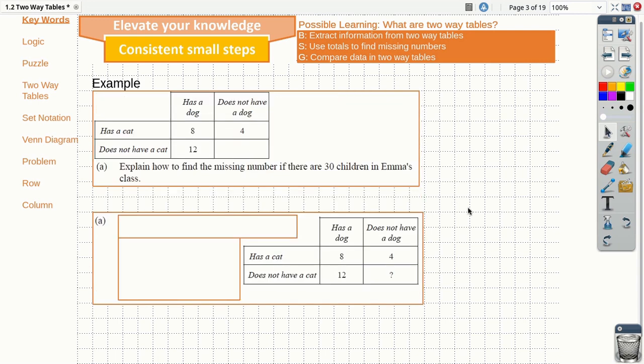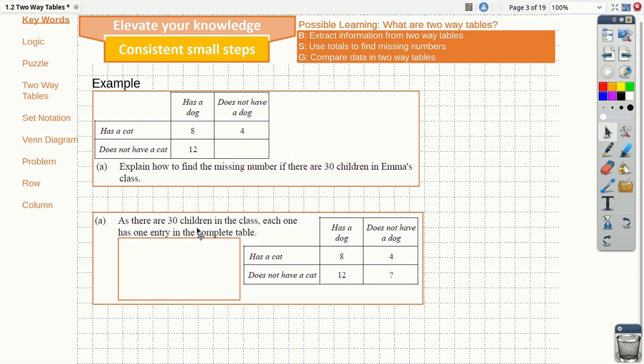Part A. Explain how to find the missing number if there are 30 children in Emma's class. So before we can answer this question, we need to understand what the table is showing us. Every person in the class will have one entry in this table. They could have a dog and also have a cat, and they would be in this box here. They could have a dog and not have a cat, so they would be in the bottom left box. Another option, they could not have a dog, but they do have a cat, so they could be in this box. Or they could not have any, so they don't have a dog, and they also don't have a cat, would be in this box.